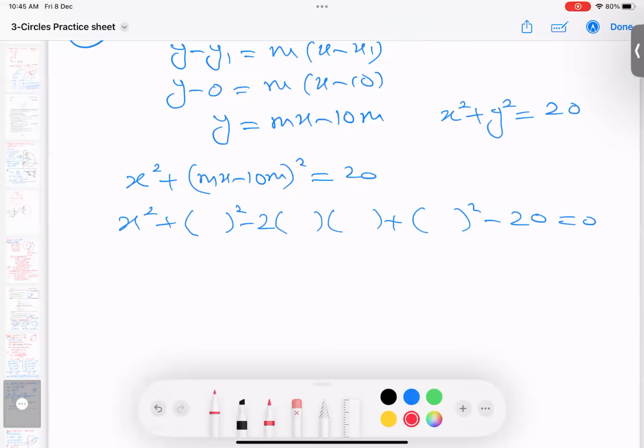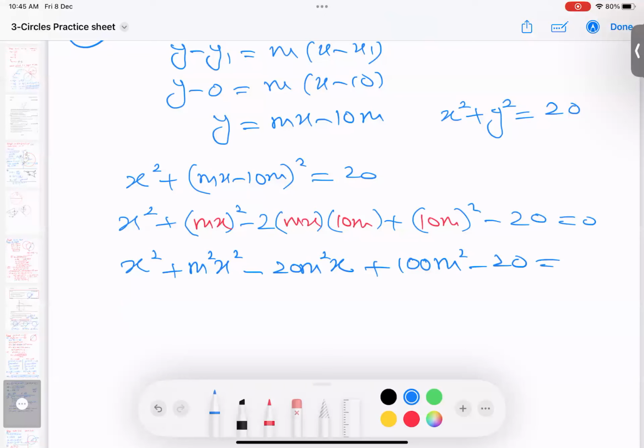So for your knowledge, this mx I'm writing in the first two brackets, this 10m I'm writing in the next two brackets, and due to the minus sign, I'm writing a minus sign here. So mx, mx. Okay, 10m, 10m. I believe up till here, nothing hard. So x to power 2, here m to power 2, x to power 2. Here, 2 tens are 20, 20, and m into m squared, 20m squared, x alone. And here, 10 squared is 100 and m squared, and minus 20 is equal to 0.